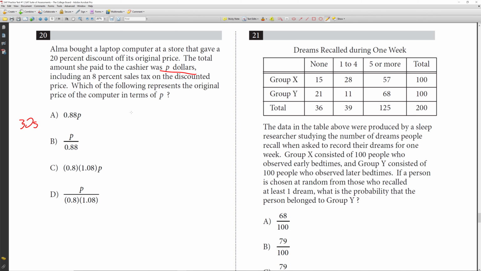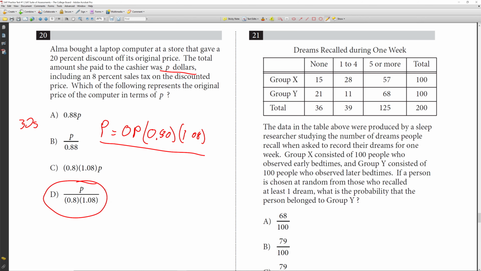So what we need to do is, the total price stands by itself, and she gets that by taking the original price and applying a discount. So since it's 20% off, she paid 80% of the original price, and there's sales tax. So the tax is 8%, but you don't just pay the tax, you pay the price plus the tax. So that is 1.08, and then you move all of this over to the other side. So you take this and divide by 0.8 and 1.08. So that means the only answer that has that is D.